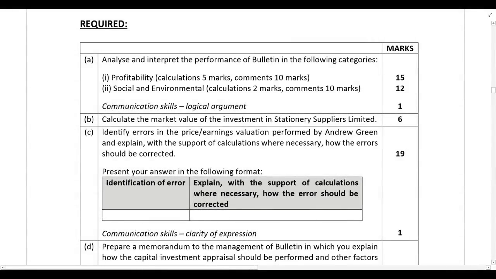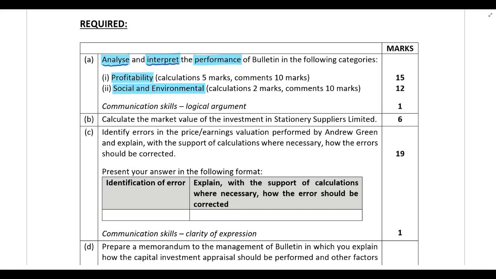In Part A, analyze and interpret the performance of Bulletin in the following categories. First, profitability, and then social and environmental. All right, guys, so if you need to analyze and interpret, the analysis is going to be your calculations, and the interpretation is obviously your commentary.